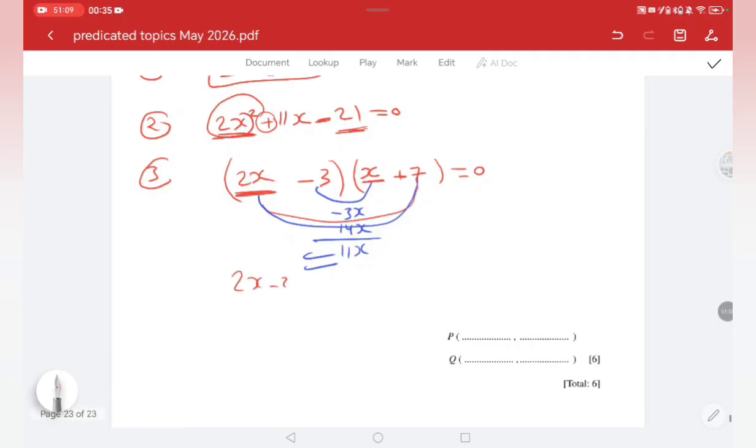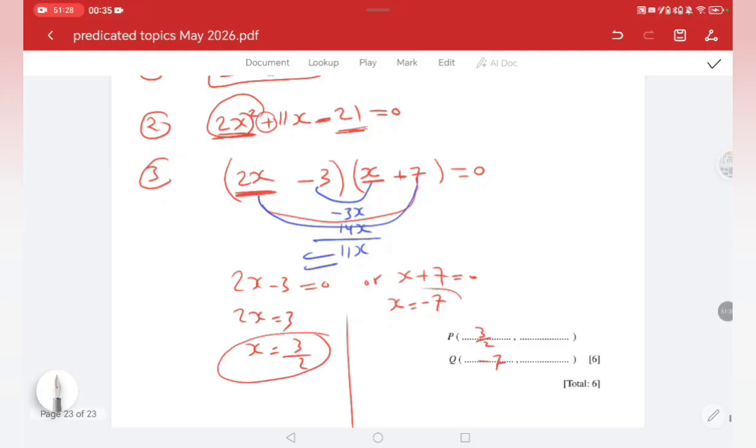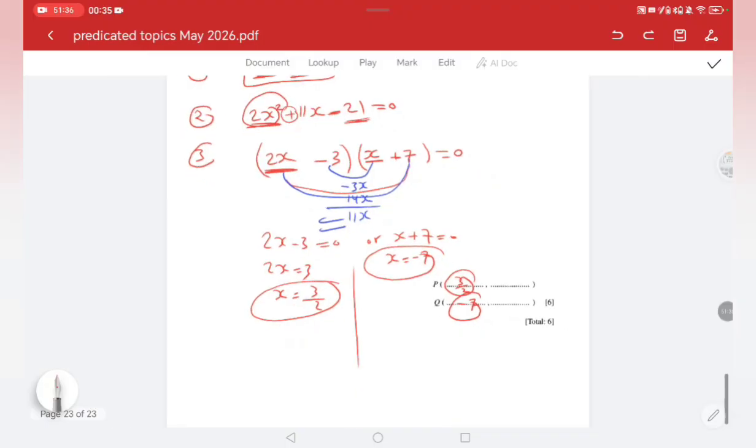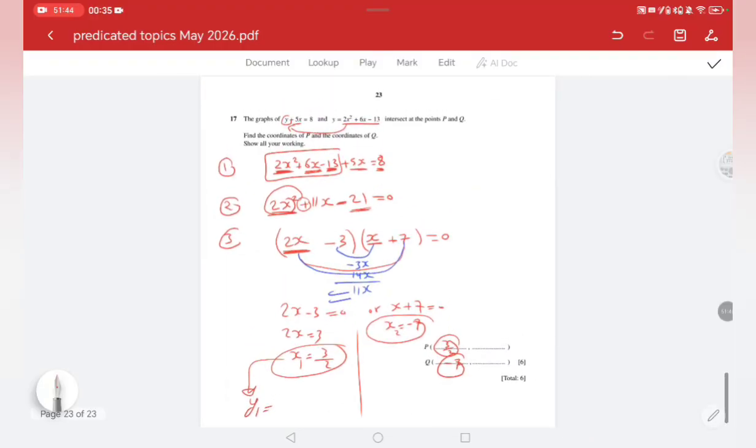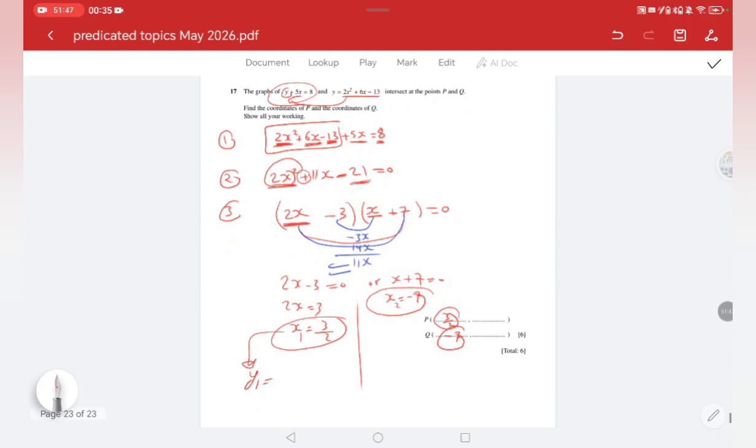So now 2x minus 3 equals 0, or x plus 7 equals 0. So 2x equals 3, so x equals 3 over 2. And here x equals negative 7. Take care that these are x values. So these two are not one point. They are just the x coordinates of the 2 points. So this one is x1, this one x2. If you want to find y1, substitute in any of the two equations. It's better to substitute in the straight line, it's easier.